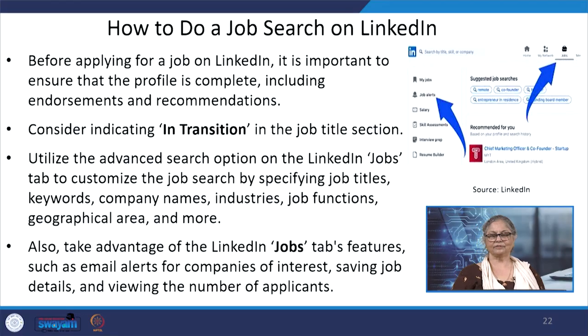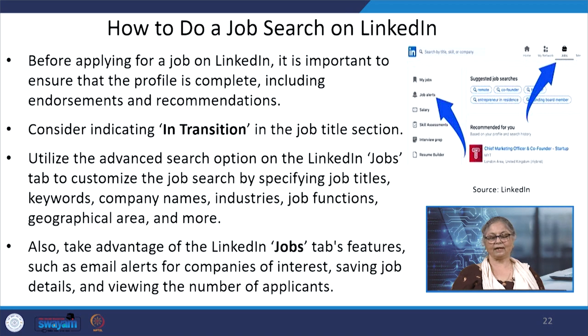This slide describes certain tips to do a job search on LinkedIn. Before applying for a job on it, it is important to ensure that the profile we want to post is complete. It includes endorsements and also recommendations. The job title section may perhaps indicate "in transition". We can also utilize the advanced search option on the LinkedIn Jobs tab to customize our job search by specifying job titles, keywords, company names, industries, job functions, geographical area, and many more things.